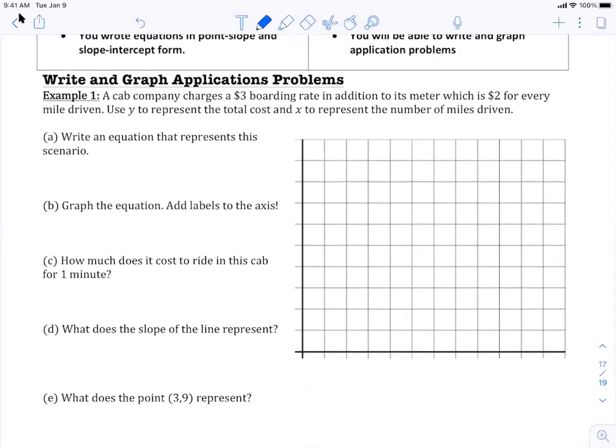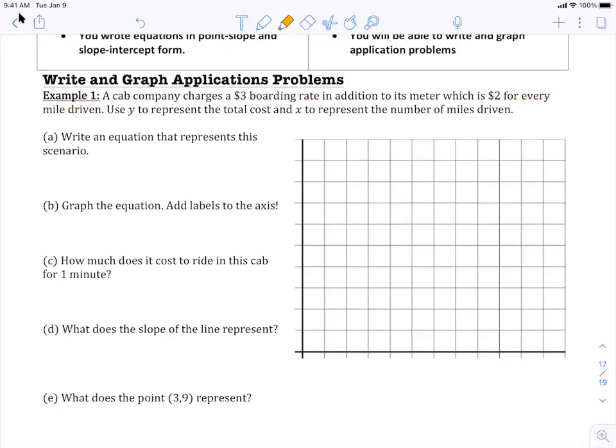It says a cab company charges a $3 boarding rate in addition to its meter, which is $2 for every mile driven. So I don't know if you guys know how cabs work, but this is usually pretty standard. Usually there's like a minimum fee, which is what they call the boarding rate. It just means the price that it costs to just ride in the cab. And then they're saying that it's $2 for every mile driven.